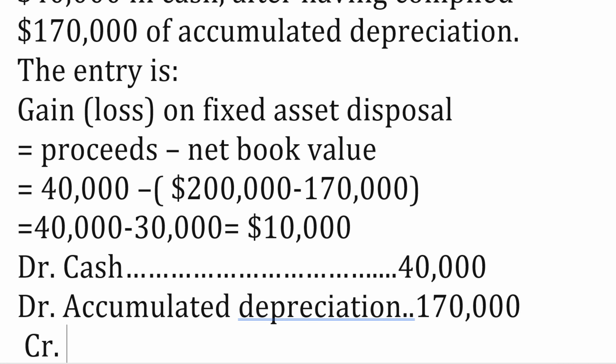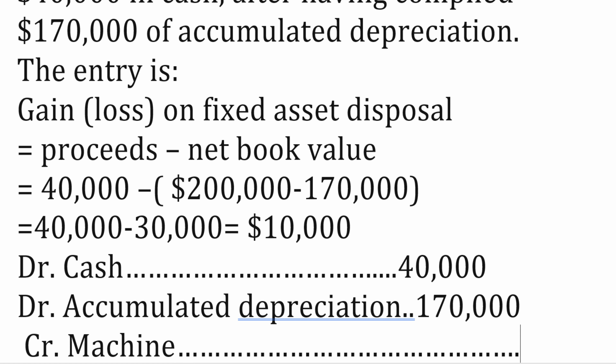And credit machine, which is a fixed asset. Before, it had a balance on the debit side. Now that we sold it, we remove it on the credit side, 200,000.